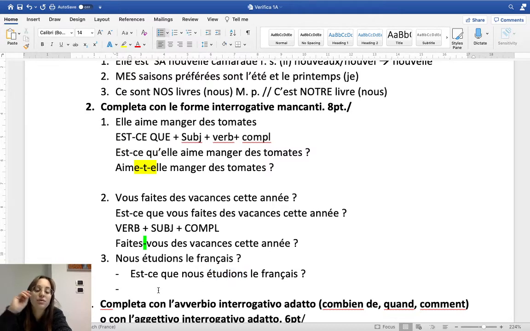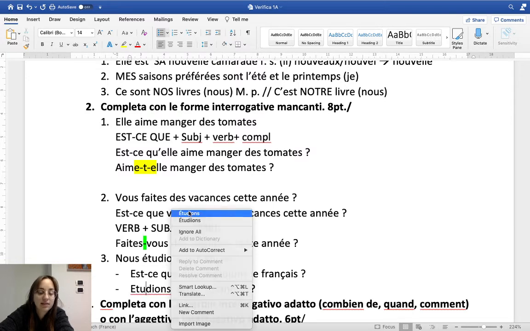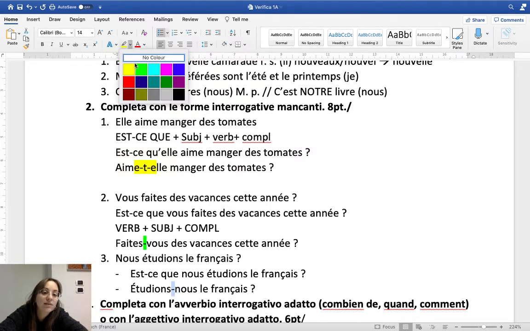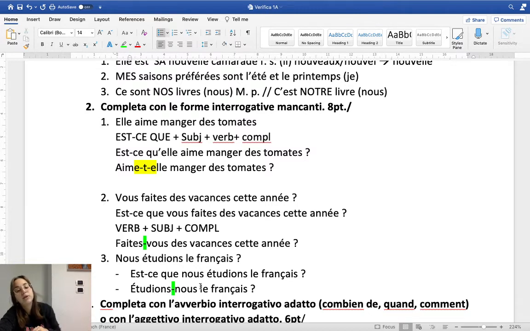Now we are going to do the third way. So we have to change, okay, the position of the subject and the verb. So, first of all, the verb. Étudions, nous, le français. Let's put the accent here. So, as you see, we don't need a consonant because we have already two consonants here. That doesn't bother us. We just need this little trait between the verb and the subject.